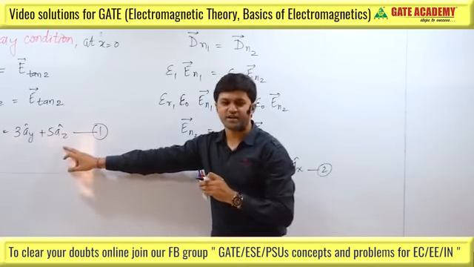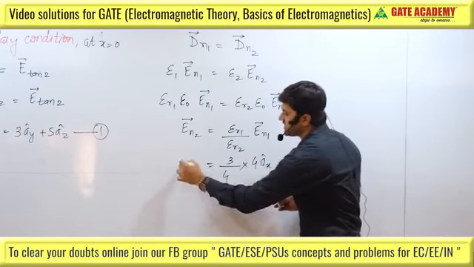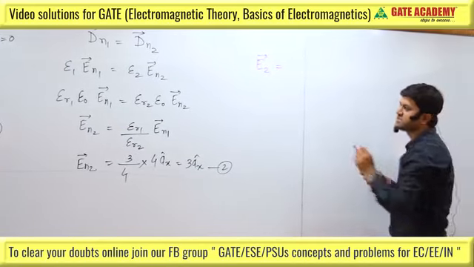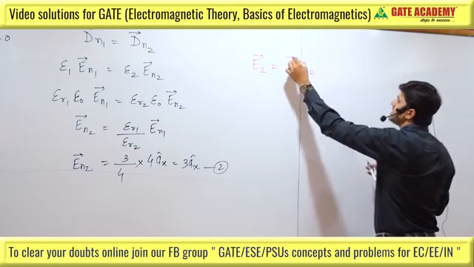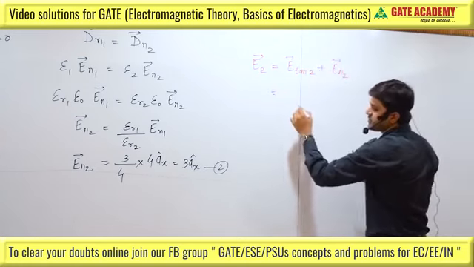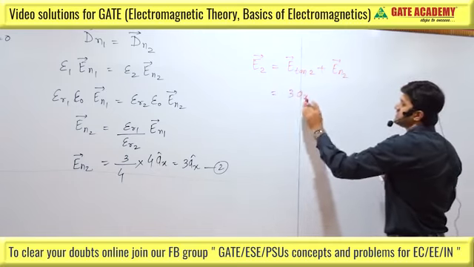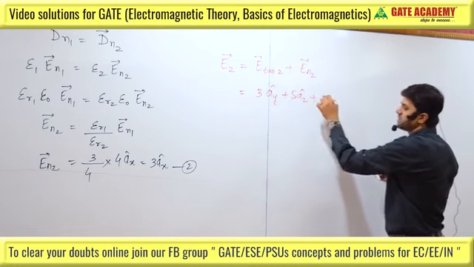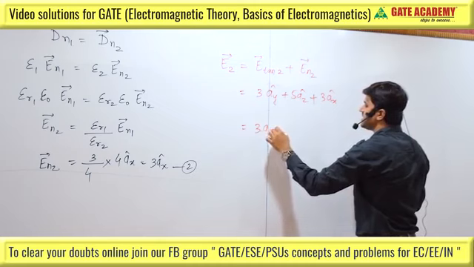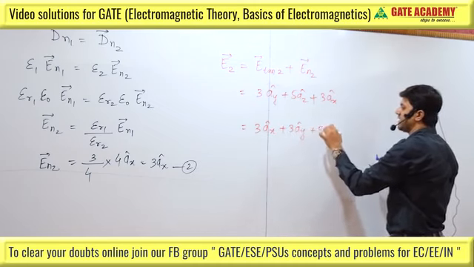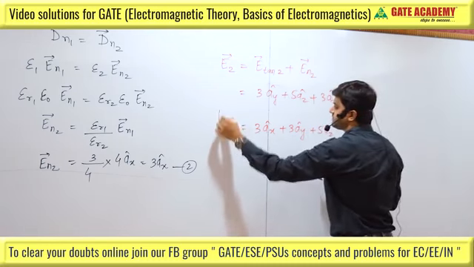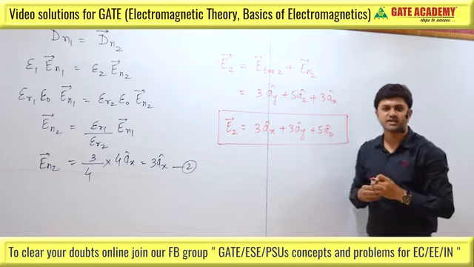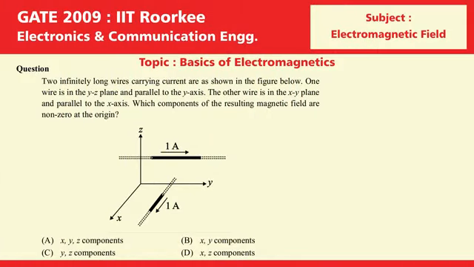Now we have the tangential component of electric field in region 2, and we have the normal component of electric field in region 2. So we can write the total electric field in region 2 as the sum of the tangential component plus the normal component. The tangential component is 3AY plus 5AZ, and the normal component is 3AX. So we can write it as 3AX plus 3AY plus 5AZ. So the electric field in region 2 is 3AX plus 3AY plus 5AZ. Hence the correct option is option C. This is a question from GATE 2009.